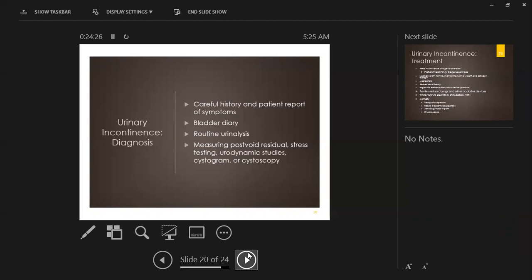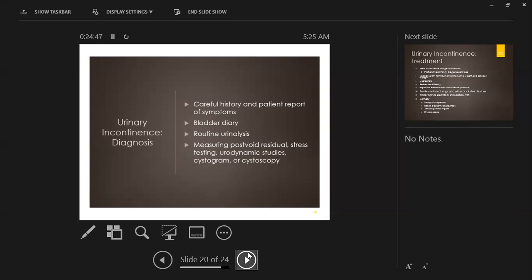Routine urinalysis just to make sure that we don't have a chronic infection or any kind of issue like blood detected in the urine that may be indicative of a stone. Measuring post-void residuals, stress testing, urodynamic studies, cystograms, cystoscopy. These are all different ways we can diagnose an issue with urinary incontinence.